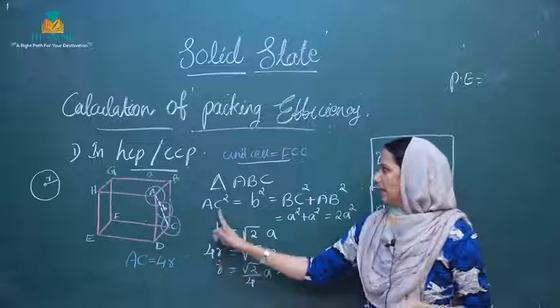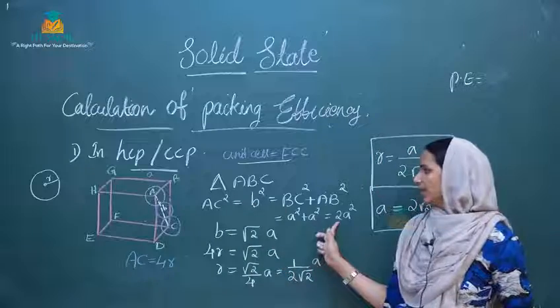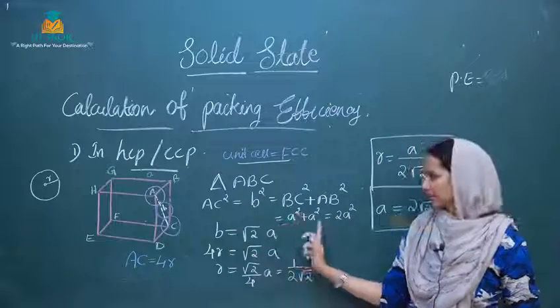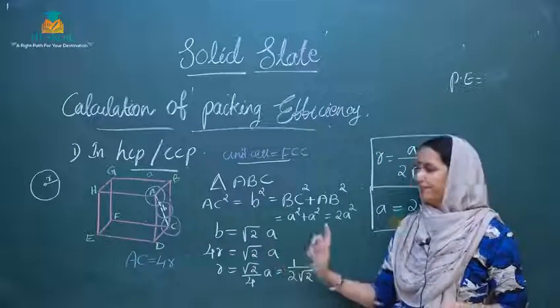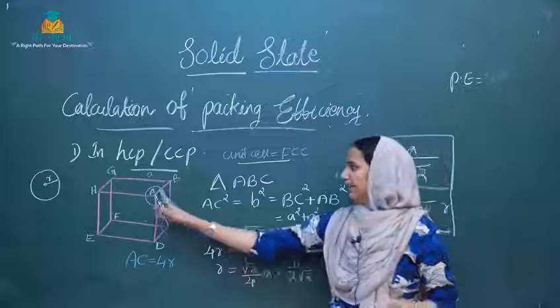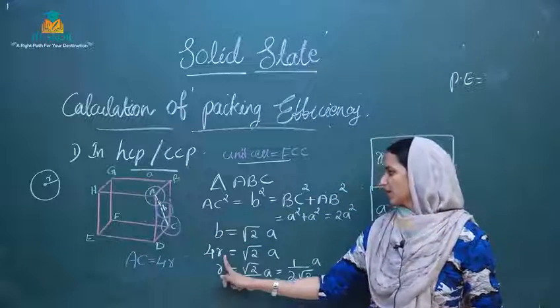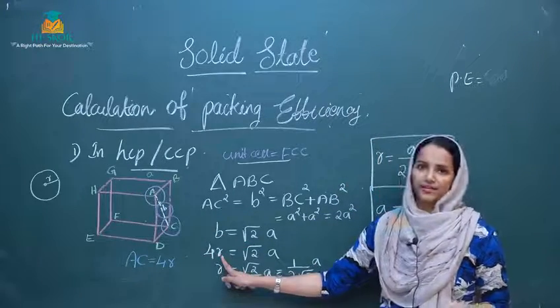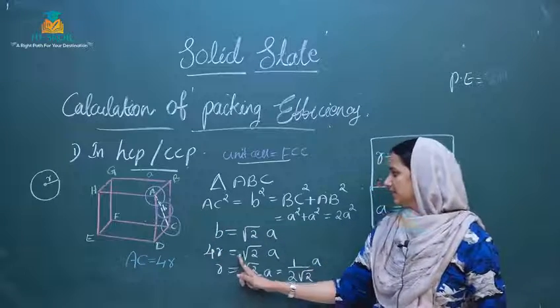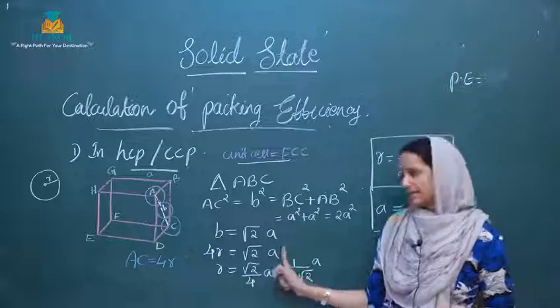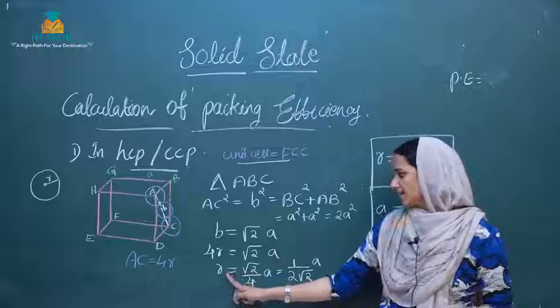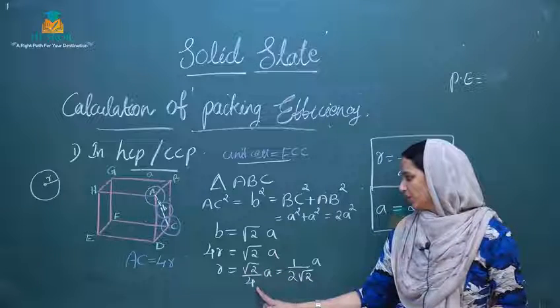That is, B square is 2A square. So what about B? Root of 2A square, that is root 2 into A. I told you what B is. B is equal to 4R, that is 4 into the radius of the sphere. So 4R is equal to root 2A. Right. So what about R? R is equal to root 2A by 4.